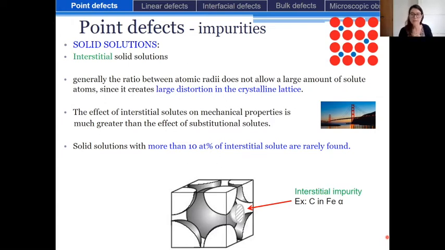And so, because of this distortion and this strain introduced in the lattice of the solvent atoms, we have a higher impact on mechanical properties if we compare with substitutional solids.